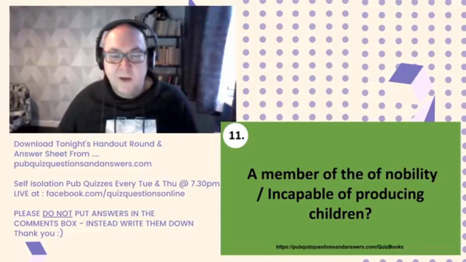So that's number 11, a member of the nobility incapable of producing children. Two words that sound the same with different spellings.